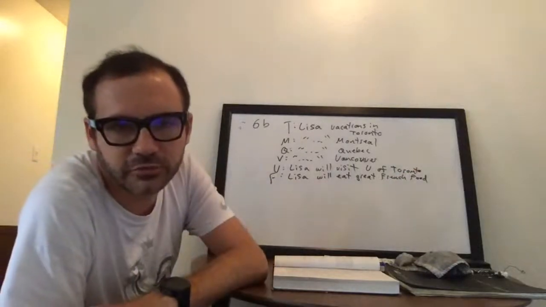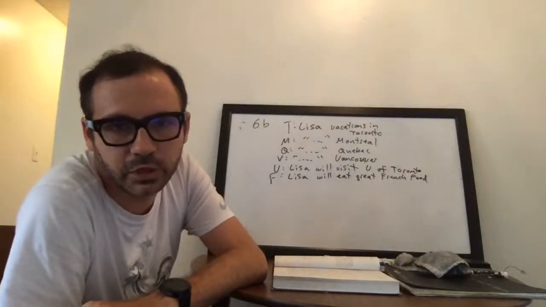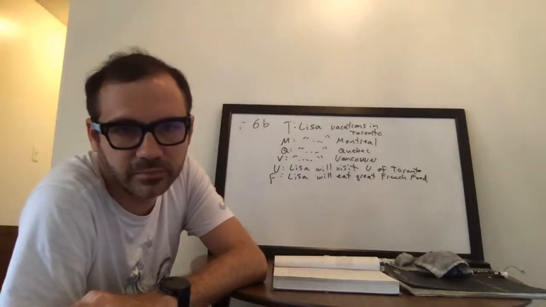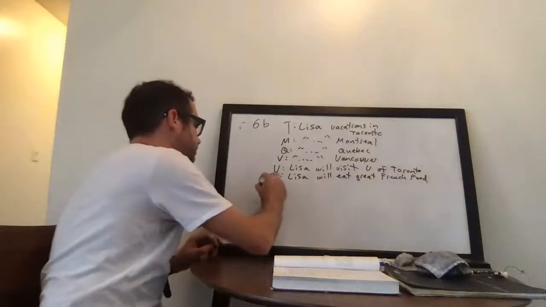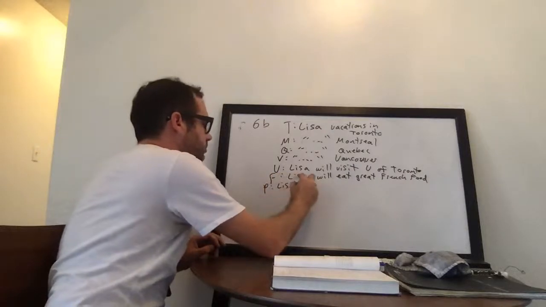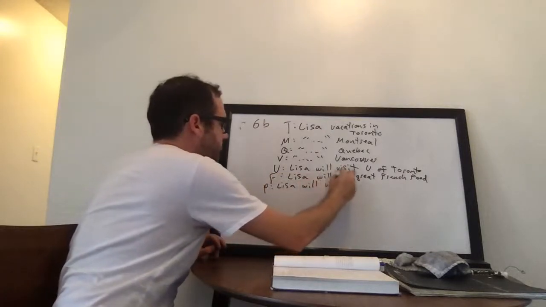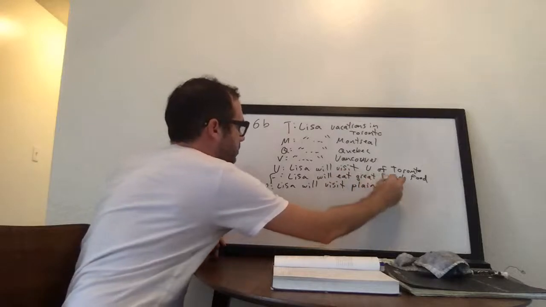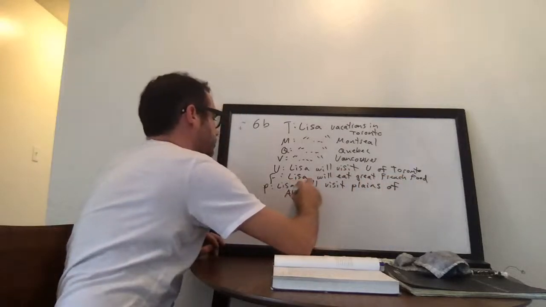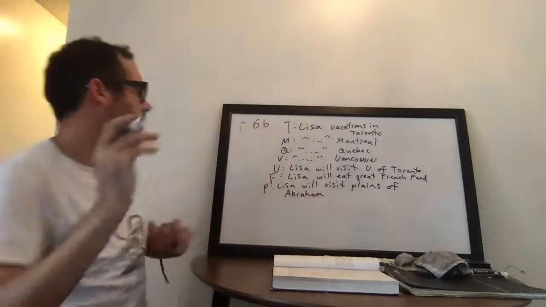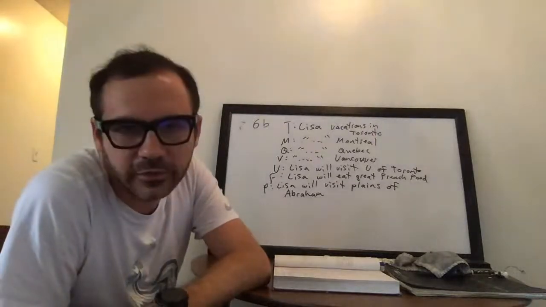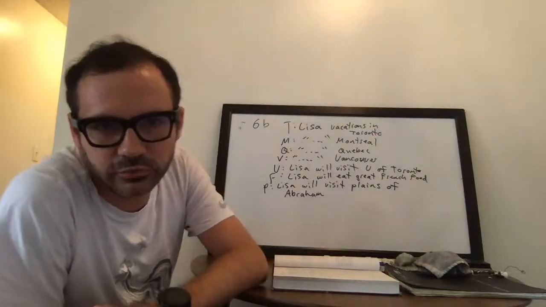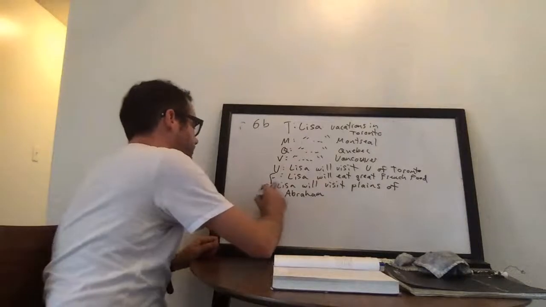Okay, so she'll eat great French food if she goes to Montreal. If she goes to Quebec, she'll visit the Plains of Abraham. So I need something to stand for that. P, good. Okay, so she'll go to the Plains of Abraham. W, she'll go whale watching, and that is what she would do if she went to Vancouver. Okay, yeah, so W is whale watching.